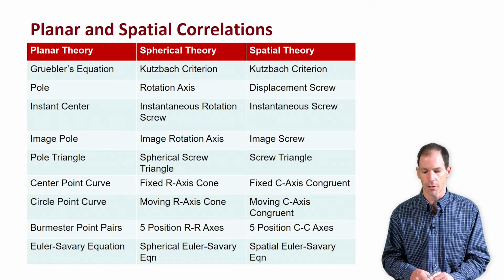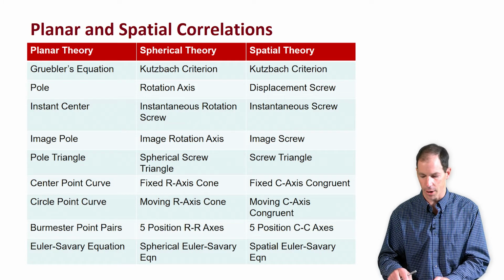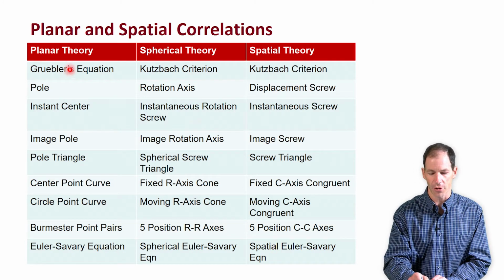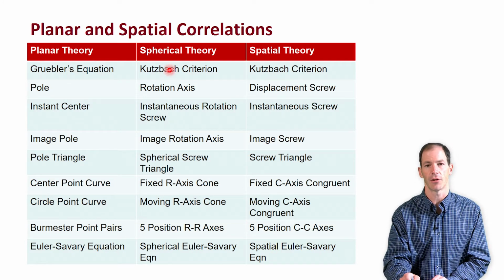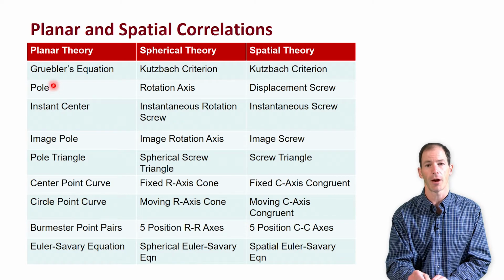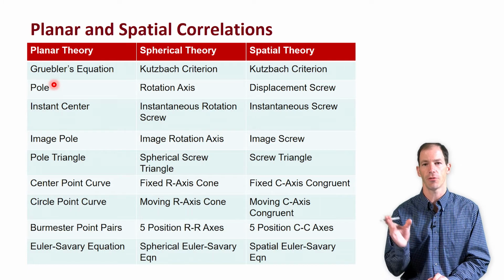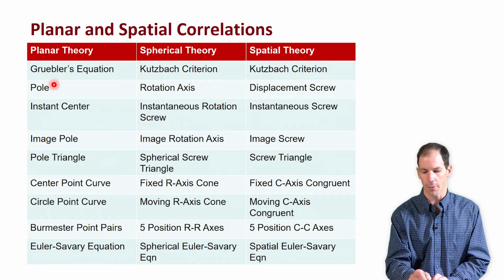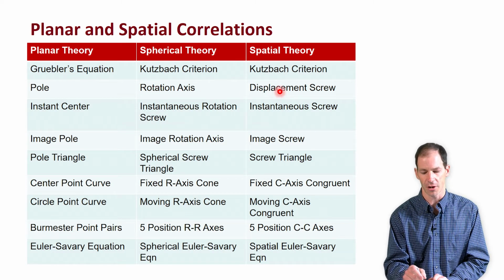But let's take what we've learned from the planar world and talk about how it applies. So Grübler's equation, we just saw that we've got the Kutzbach criterion that applies to both spherical and spatial. We can have poles. Remember we had rotopoles that described rotations between precision positions. So we have a pole, we have a rotation axis in the spherical world, and a displacement screw in spatial.